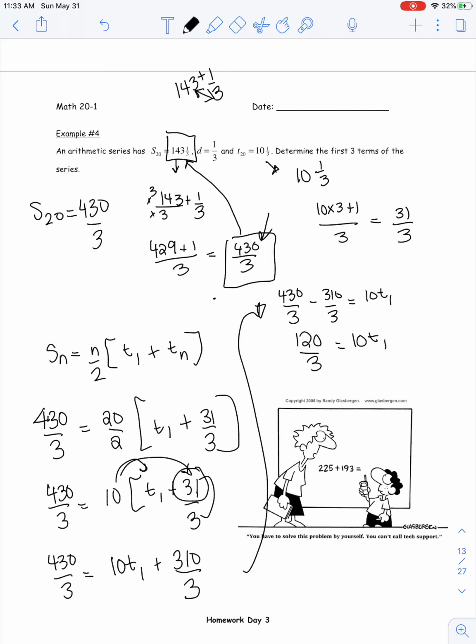120 divided by 3 is 40. And then 10t1, when you divide both sides by 10, you should get that the first term is equal to 4. So we know that our first term in the sequence is 4. And then what we're going to do is we're going to keep adding the common difference of 1/3 to get to the next term and the next term after that, because we want the first 3 terms of the series.